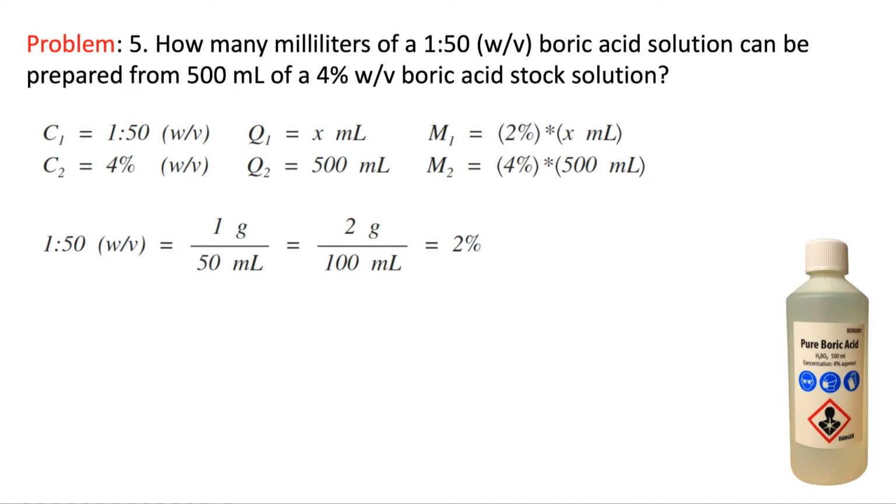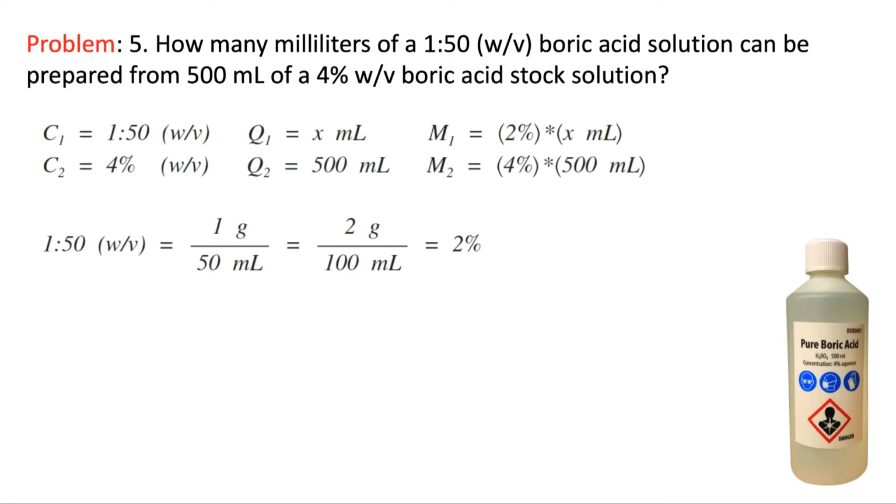And then since we want it as a percent, which means grams per 100 milliliters, let's just multiply the numerator and the denominator by 2. So that would equal 2 grams in the numerator over 100 milliliters in the denominator. That's, by definition, a percent. Weight per volume is grams per 100 mils. So essentially, I've re-expressed that as 2%. 2% weight per volume is the same as a 1 to 50 ratio strength.